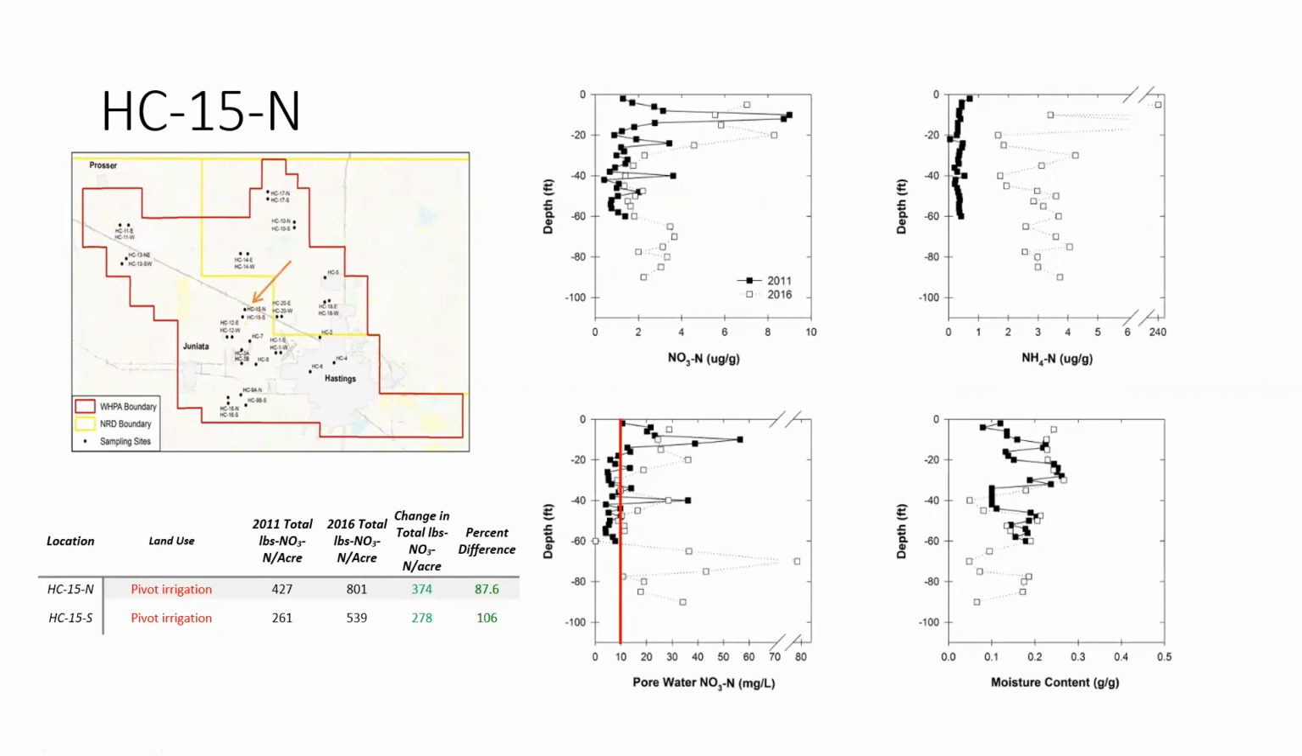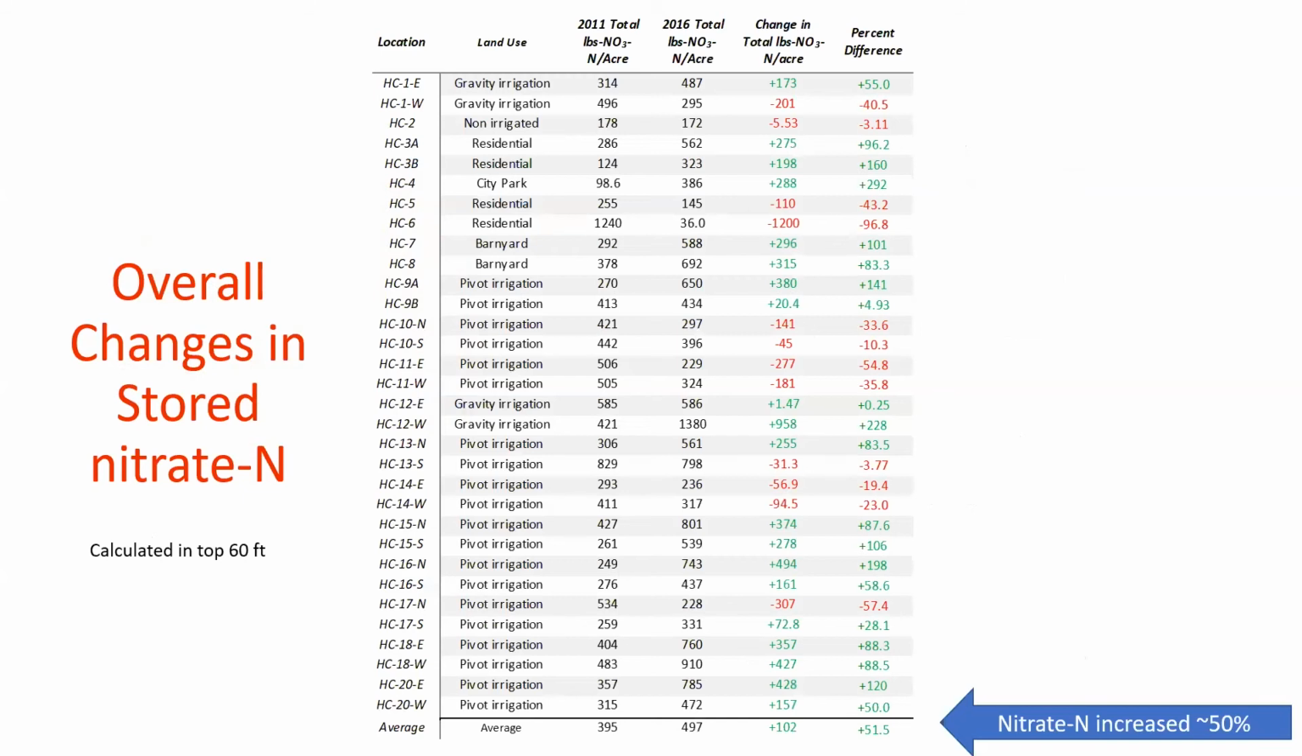Here's an example of a pivot irrigated site, and contrary to what we might expect, we actually saw an increase at both locations for the pivot irrigated corn, almost 100% increase in nitrate-nitrogen, even under pivot irrigated corn. So overall, when we tabulate the amount of vadose zone nitrate-nitrogen, we saw an average increase of approximately 50%.